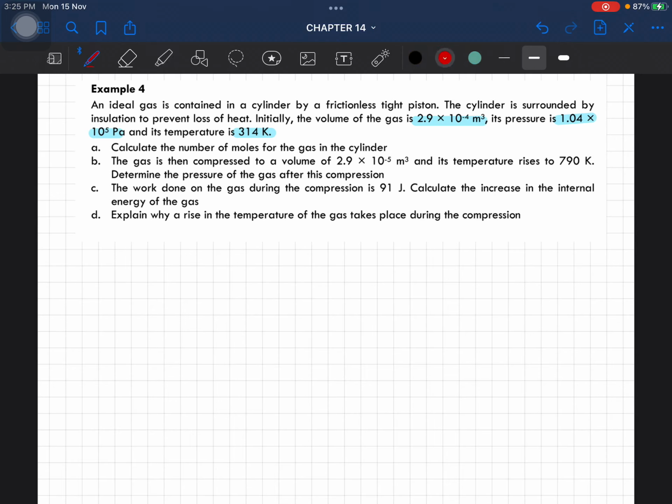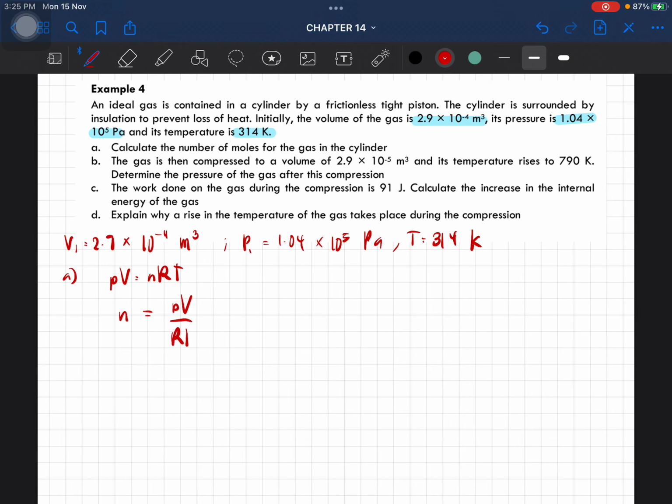So what is given? Given is the volume, then 4 cubic meter, and then we have the initial pressure, and then the temperature. Okay, so we can use the ideal gas equation to find the number of moles. n = PV over RT. So you should get the number of moles to be equal to 1.16 times 10 to the negative 2 moles.